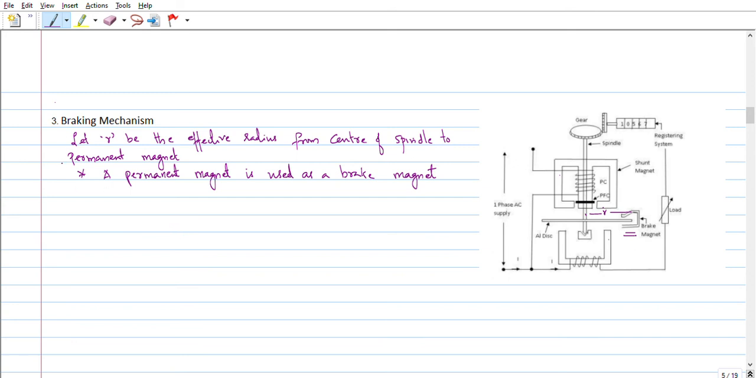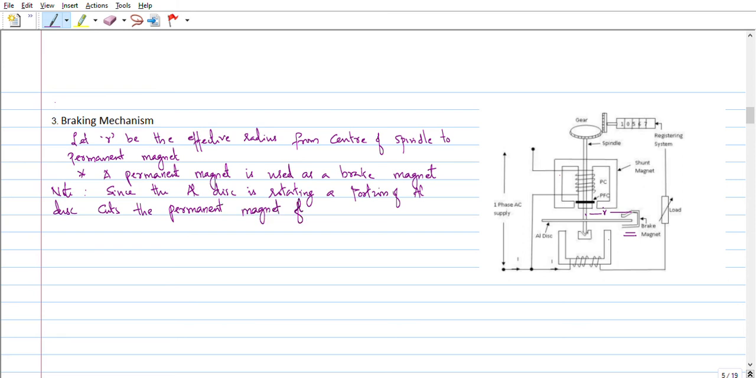Add this as a note: since the aluminum disc is rotating, a portion of the aluminum disc cuts the permanent magnetic flux and produces eddy currents.